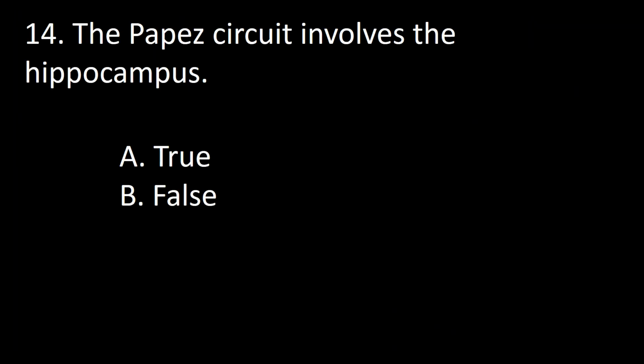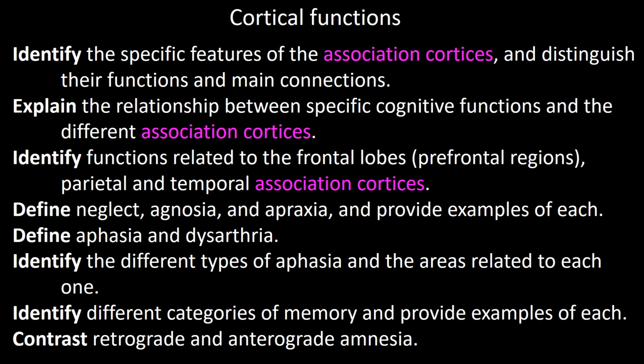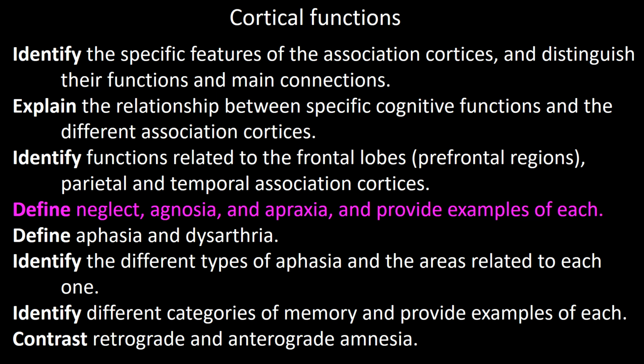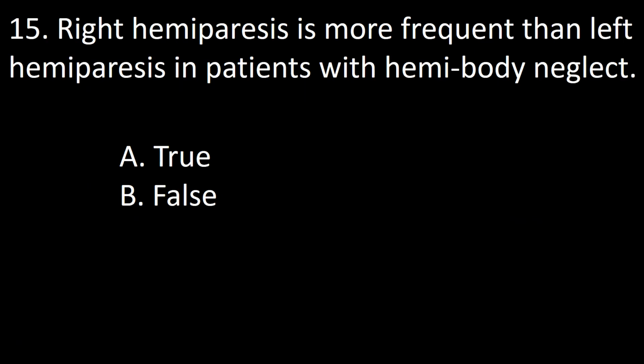So the answer to this question is true. After talking about association cortices, we will talk about neglect, agnosia, and apraxia. We will start with a question. Right hemiparesis is more frequent than left hemiparesis in patients with hemibody neglect.